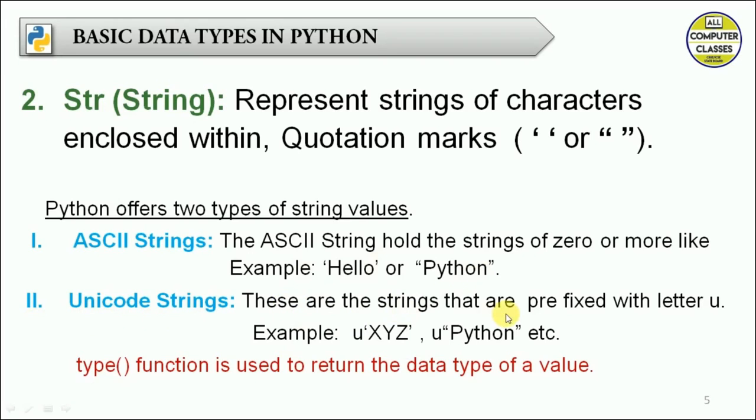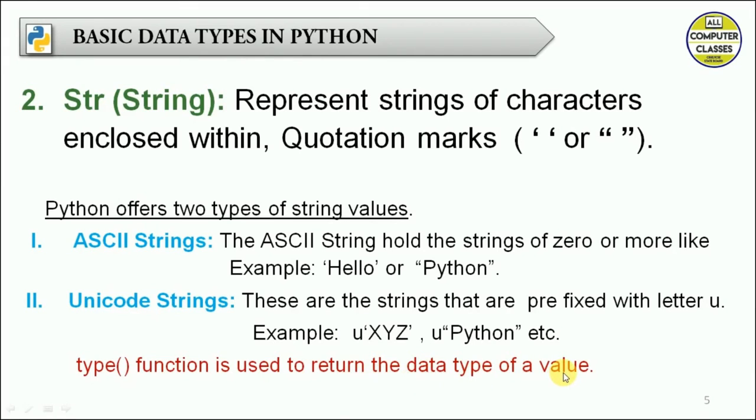So Unicode are the strings that is prefixed with u. So u is without quotes. So you will be writing u, and the string will be written with the double quotes or single quotes, right? Type function is used to return the data type of a value.